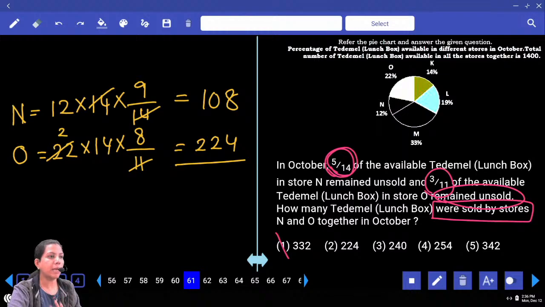Five by 14 అని కనిపించింది కదా ఫస్ట్ ఫ్రాక్షన్. 5/14 is it unsold information or sold? Unsold given. Question is sold. So 1 minus 5/14. But percentages లేస్తే 100తో కంపారిజన్, ఫ్రాక్షన్స్ లేస్తే 1తో కంపారిజన్.